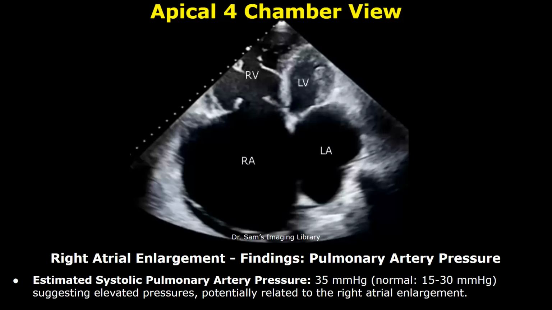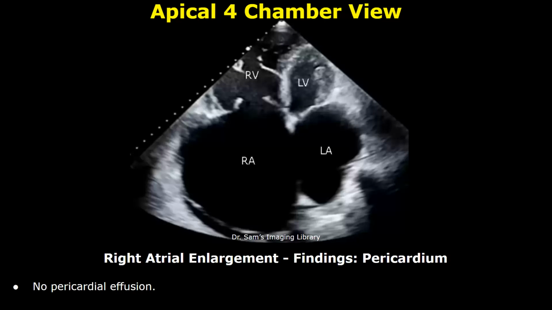This is the pulmonary artery pressure. Estimated systolic pulmonary artery pressure measures 35 millimeters of mercury. The normal range is between 15 to 30 millimeters of mercury. This increased pressure is potentially related to the right atrial enlargement. There is no pericardial effusion.